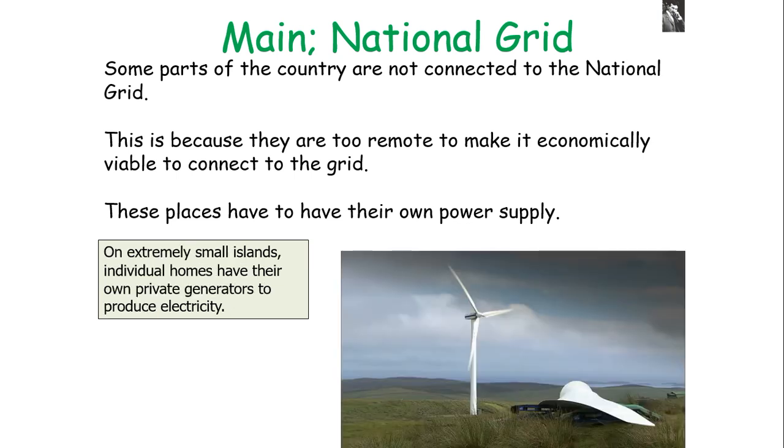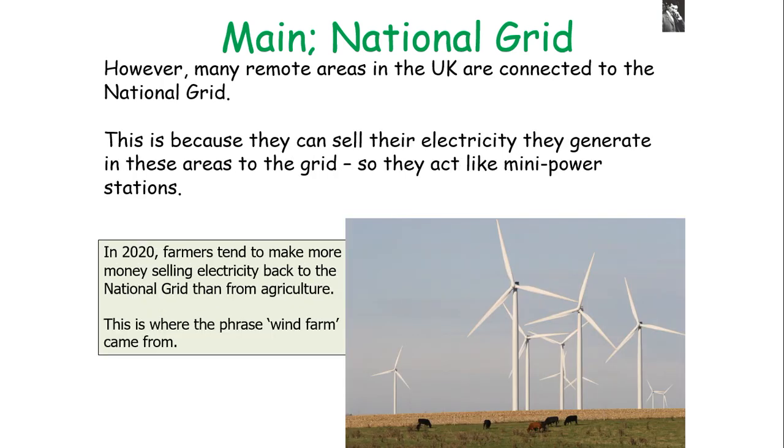Now, on extremely small islands, individual homes have their own private generators to produce electricity. Now, in fact, this can also lead to an advantage because many areas which have their own power supply can sell the electricity that they generate to the grid, so they in fact act like mini power stations. Now, in 2020, lots of farmers tend to make more money selling electricity back to the national grid than from agriculture, which is where the phrase wind farm comes from. So lots of farmers these days have wind turbines on their farmland that then get connected to the national grid and it acts as a mini power station.